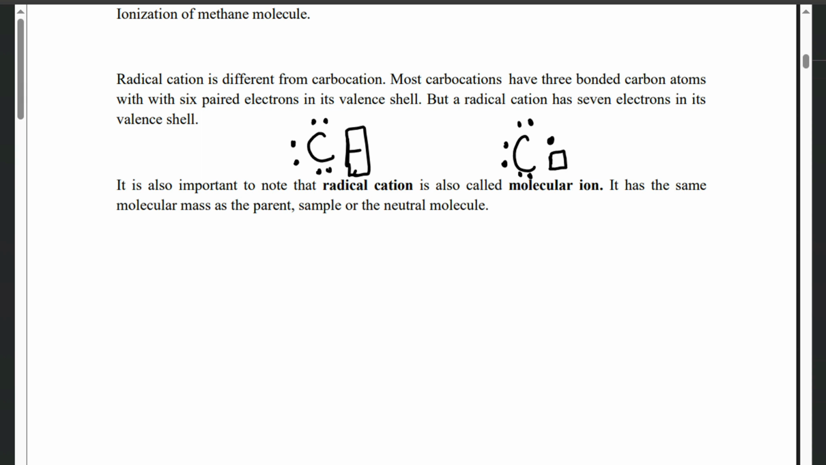So it has 7 electrons and 1 electron has been knocked off. It's important to note that the radical cation is also called the molecular ion. So this is the molecular ion, and it has the same mass as the parent or neutral molecule.